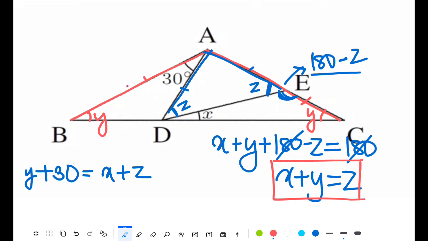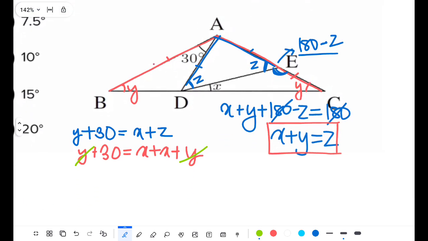So instead of this z, I can write x plus y. So y plus 30 is equal to x plus y. Okay, this y will cancel this y, and we are left with 30 is equal to 2x. So x must be equal to 15 degree.